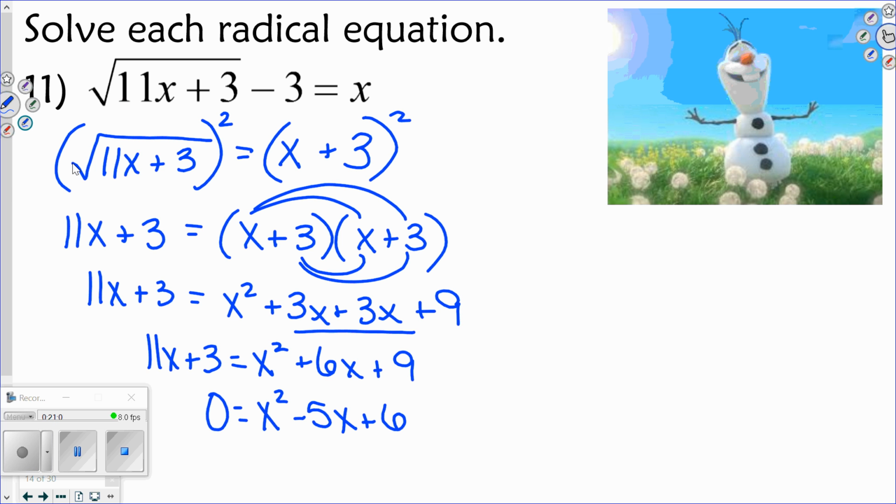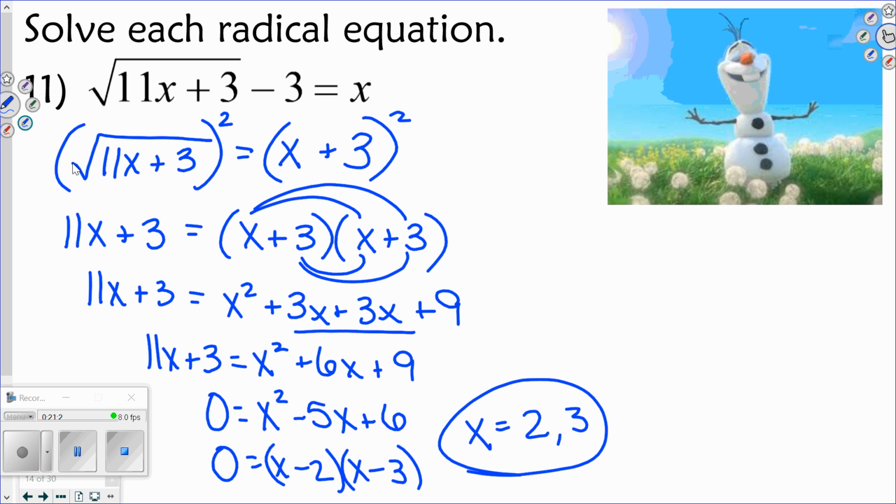That's right. That combination, you got to really stop and think. What are my signs? That should help. Put those in first. So is it 1 and 6 or 2 and 3? It's 2 and 3. That way we get that negative 5 in the middle. So x equals 2 and 3. And then where do I check them? All the way back at the top, and I have to check one at a time.